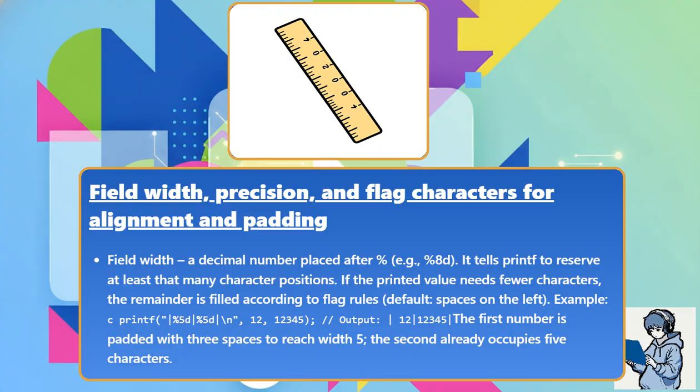Field width is a decimal number placed after %. For example, %8d tells printf to reserve at least that many character positions. If the printed value needs fewer characters, the remainder is filled according to flag rules, by default with spaces on the left. Example: printf("|%5d|%5d|\n", 12, 12345); Output: |   12|12345|. The first number is padded with 3 spaces to reach width 5. The second already occupies 5 characters.